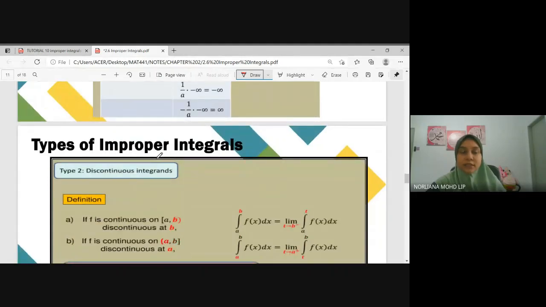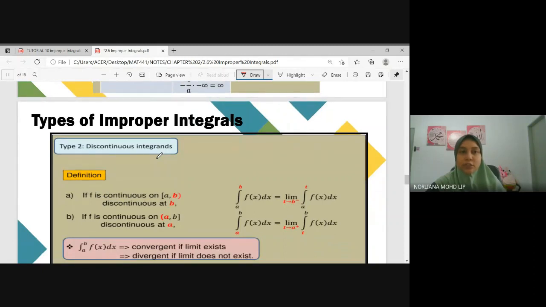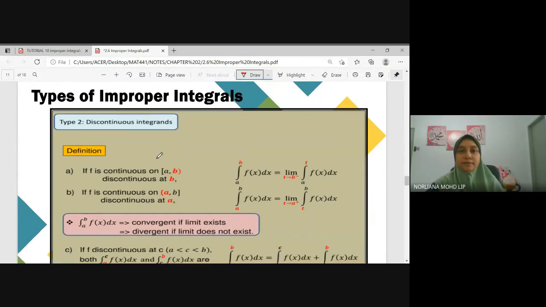Let's look at the type 1 for improper integral consists of discontinuous integrand. Okay, definition: if f is continuous on the interval a and b. By look at this function, the integral of fx from a to b, but this function is discontinuous at x equal to b. Ni discontinuous at x equal to b. So we solve this integration using the concept of limit, because this is improper integrals.